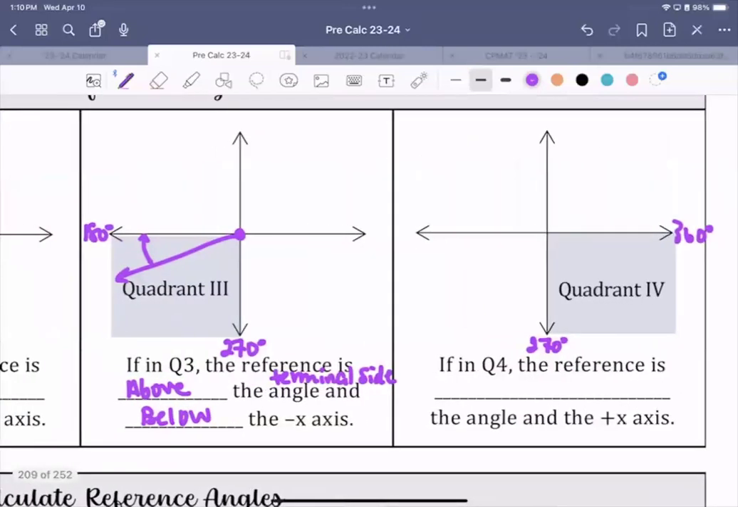And then lastly, quadrant 4. So if you were to end in quadrant 4, the reference angle is this space right here, which is, you'll notice, above our angle and below the x-axis. So this one we're still just going to say between, right? It's between the angle, specifically the terminal side, and the positive x-axis.